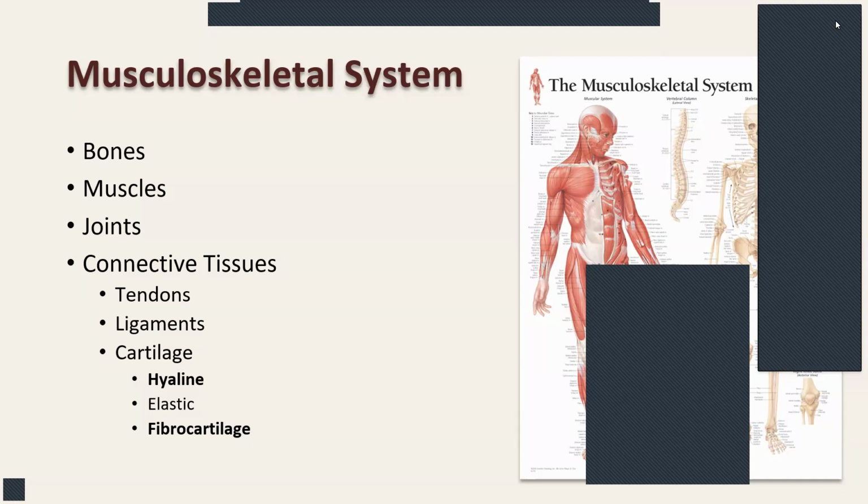And then cartilage is a tissue that provides support and flexibility. There are three types of cartilage: hyaline, elastic, and fibrocartilage. Elastic cartilage is really just in the nose and in the ears, so it doesn't really factor into our discussion of the musculoskeletal system, but it does exist.